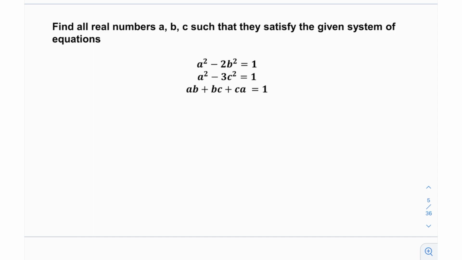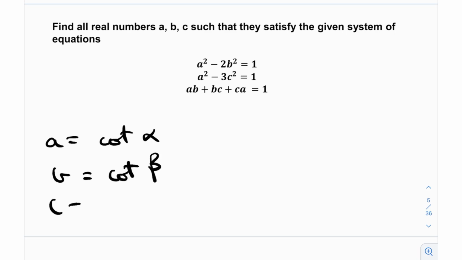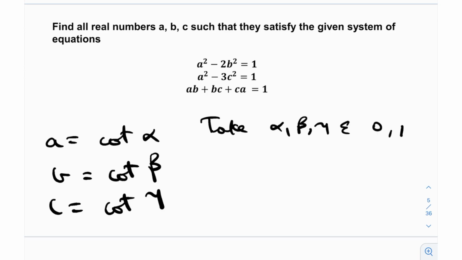So maybe what I can do is plug in a is equal to cotangent alpha, b is equal to cotangent beta, and c is equal to cotangent gamma. And sooner or later, you're actually going to see why this was helpful and why I took this substitution in the first place. And I think we should be writing that we are taking alpha, beta, gamma belonging to (0, pi), such that they satisfy these three conditions.